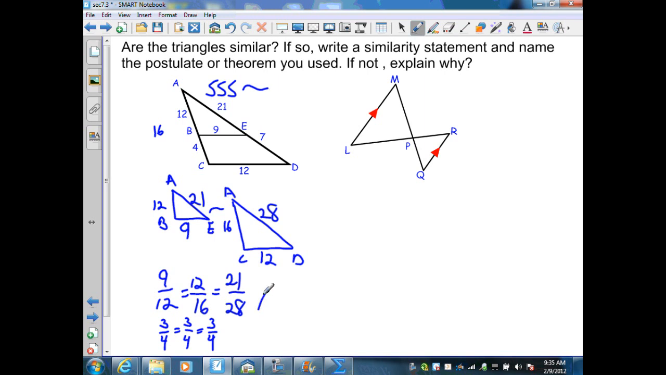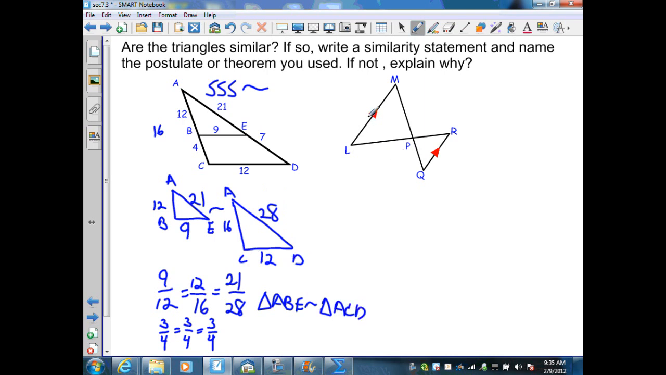My similarity statement is triangle ABE, and I have it matched up here when I redrew them, is similar to triangle ACD.